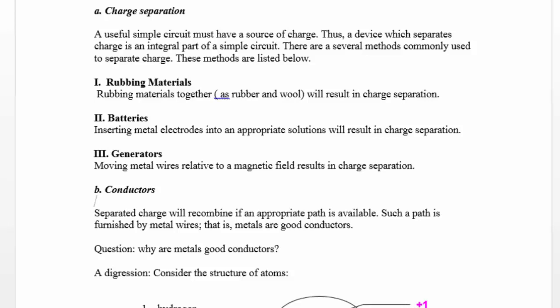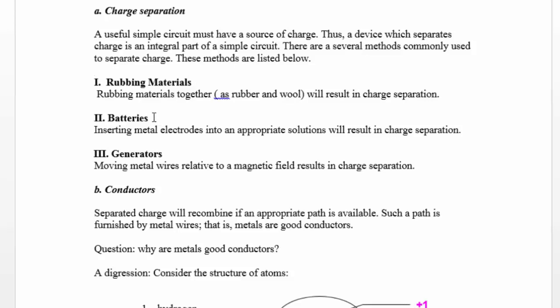Now with regard to charge separation, there are three methods to separate charges. One of them, the primitive one, is rubbing materials, which we addressed in the previous lesson, lesson number 13, which has to do mainly with static electricity and hence is not very practical.